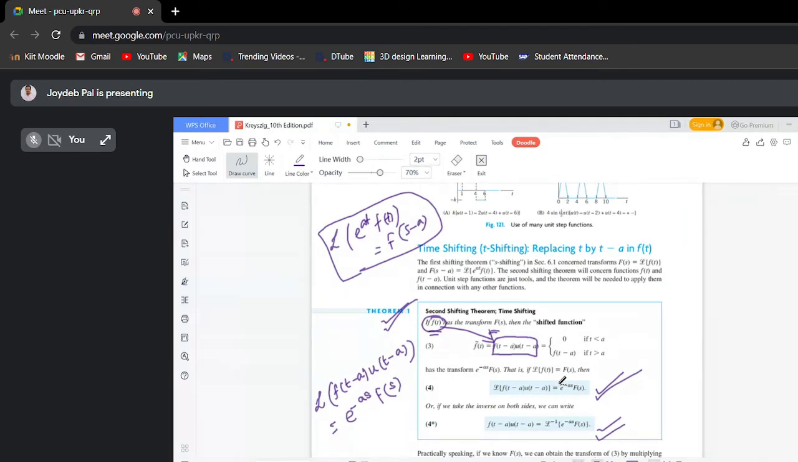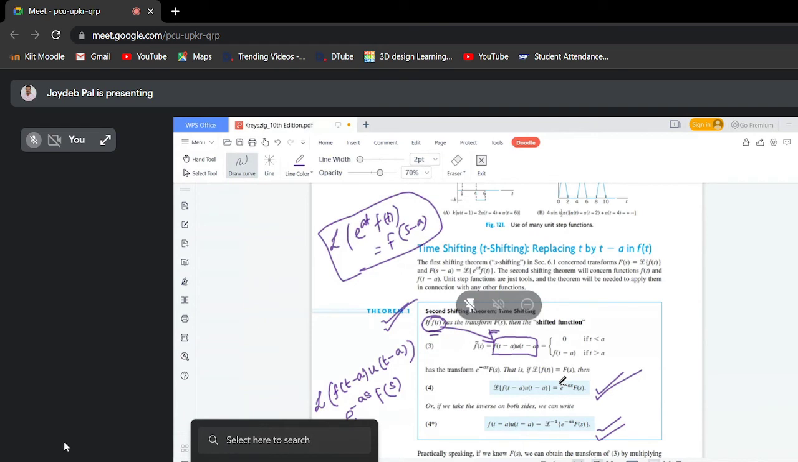Fine. Laplace transform of ft minus a ut minus a, it is e to the power minus as into Fs. That is the Laplace transform formula, and accordingly you can write the Laplace inverse formula, which is Laplace inverse of e to the power minus as into Fs, which is equal to ft minus a ut minus a. Second shifting theorem.